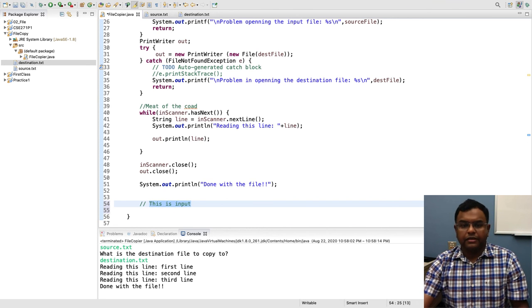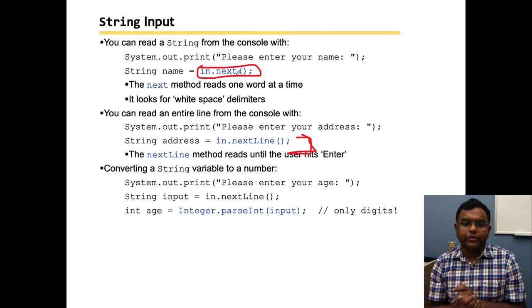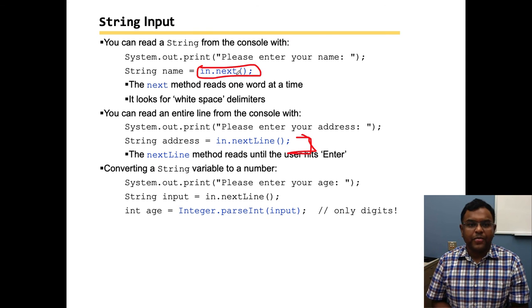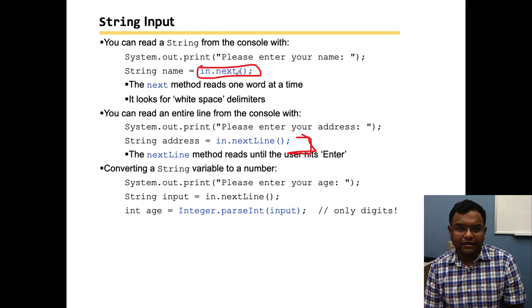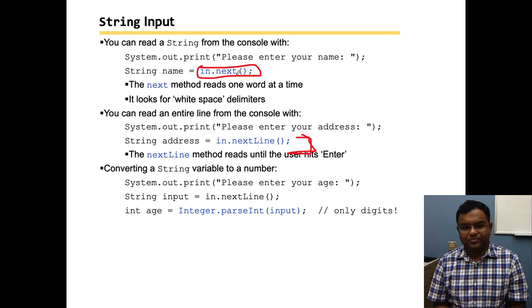So basically what is happening is that scanner.next reads till the next white space character, but scanner.nextLine reads till the next new line character. Okay, so that is the difference between scanner.next and scanner.nextLine.